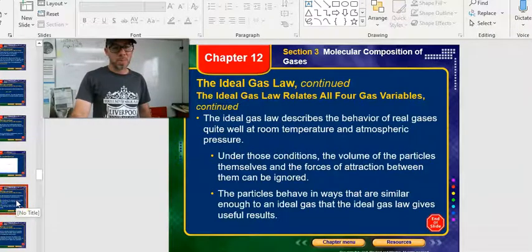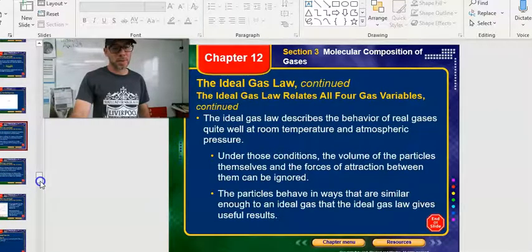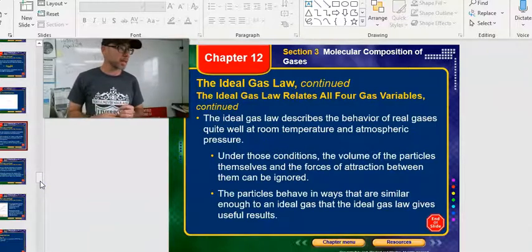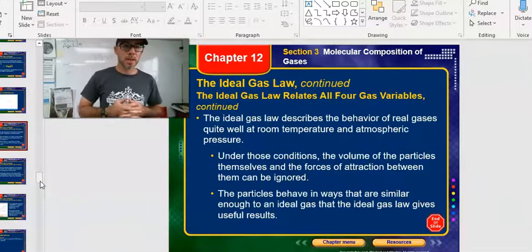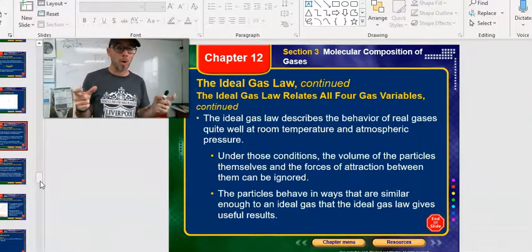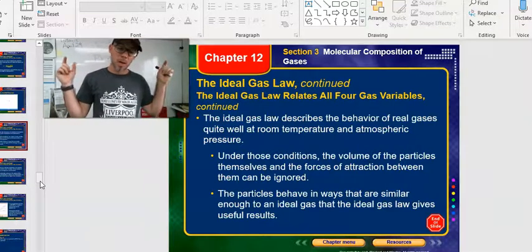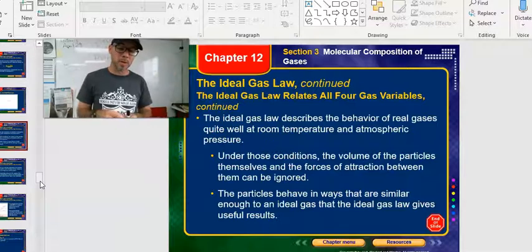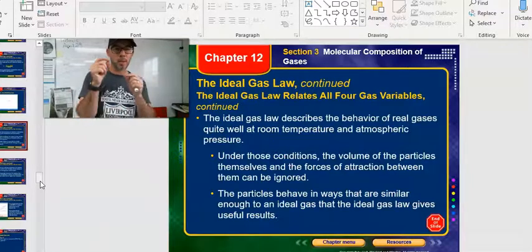The ideal gas law describes the behavior of gases quite well at room temperature and atmospheric pressure. Again, that's pretty close to STP. Under those conditions, the volume of the particles themselves and the forces of attraction can more or less be ignored. The closer you are to STP, the closer it is that 1 mole of a substance will take up 22.41 liters of space. That's why we can fudge a little bit when it's close.